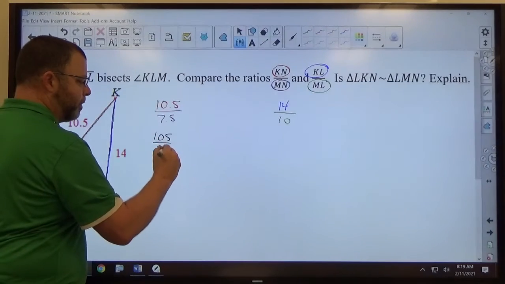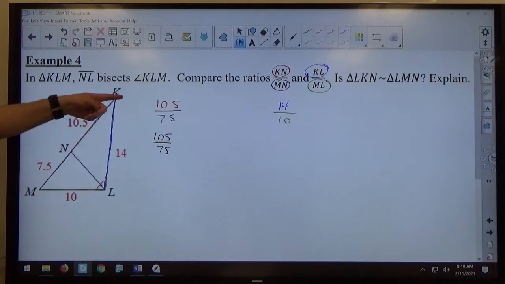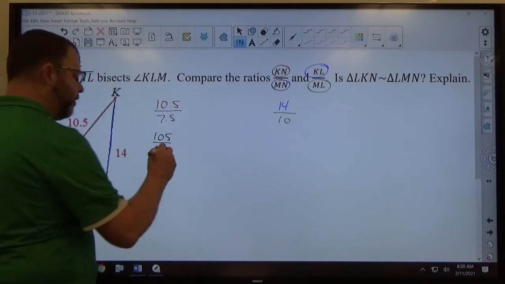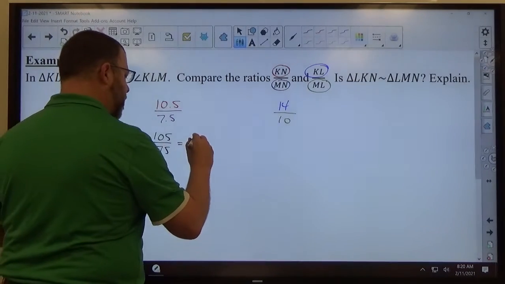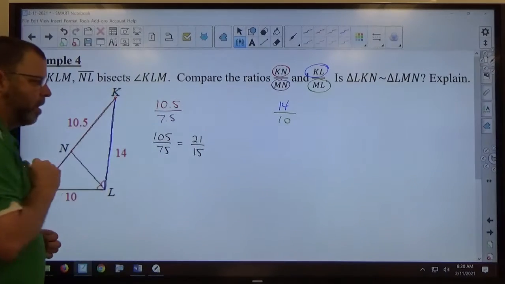Okay, if I'm comparing ratios, what I want to do is get both to lowest terms using integers. So the first thing would be to get everything to integer form, and then look for common factors that divide both numbers evenly. Obviously 5 goes into both 105 and 75. If we divide by 5 on top, we get 21. Divide by 5 on the bottom, we get 15.